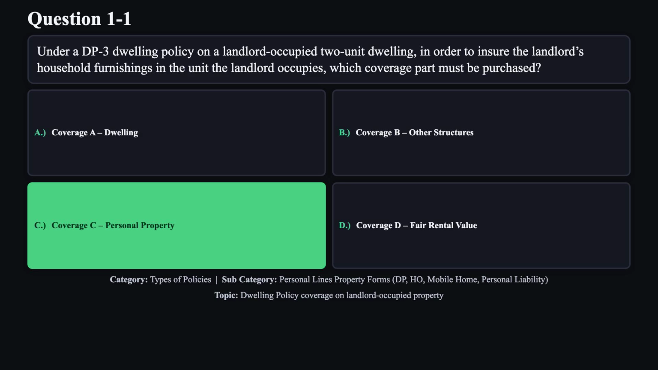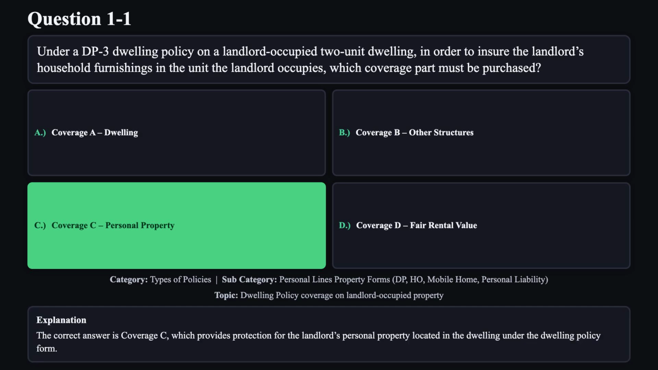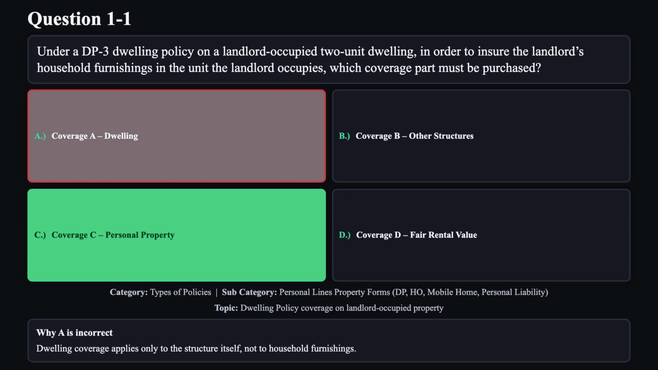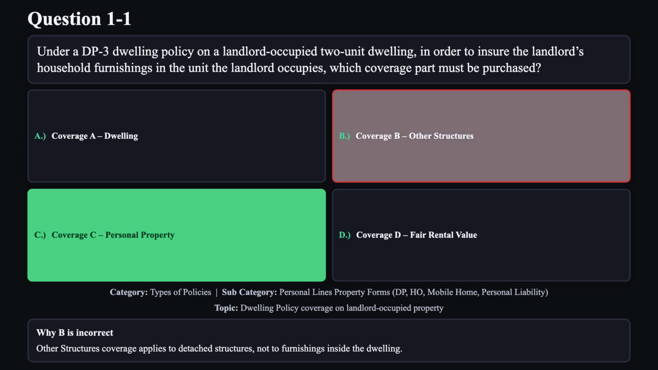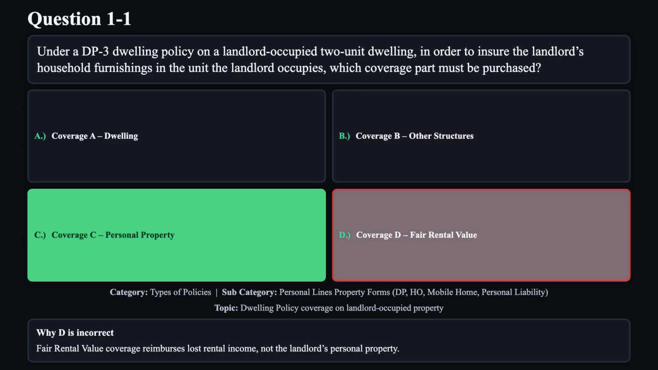The correct answer is C. The correct answer is Coverage C, which provides protection for the landlord's personal property located in the dwelling under the dwelling policy form. Reason A is not correct. Dwelling coverage applies only to the structure itself, not to household furnishings. Reason B is not correct. Other structures coverage applies to detached structures, not to furnishings inside the dwelling. Reason D is not correct. Fair rental value coverage reimburses lost rental income, not the landlord's personal property.